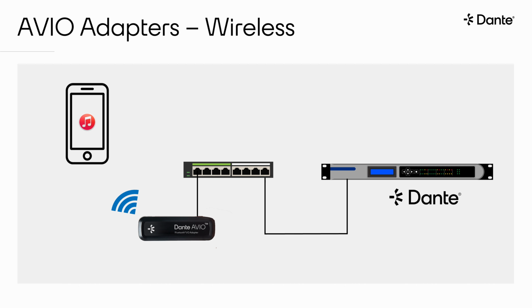Finally, in the wireless category, we have the AVIO Bluetooth adapter that can transmit audio from your smartphone, tablet, or computer to and from a Dante network. With this adapter, you can connect a smartphone to a conferencing system without any physical cabling, or you can simply send audio for background music at a live event.